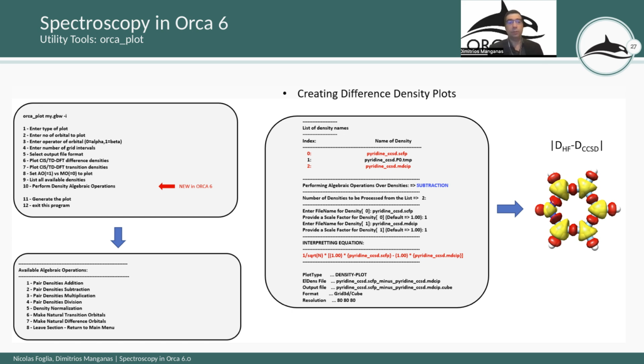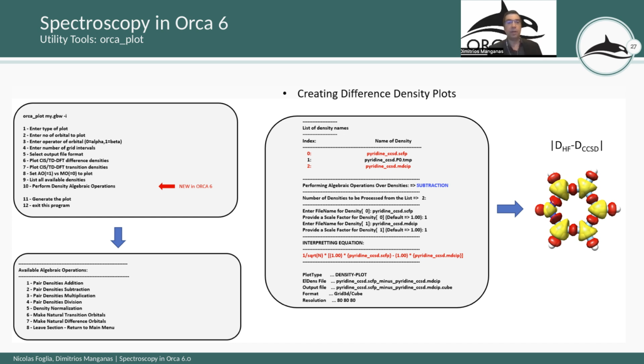Another very practical tool is the ORCA plot utility program. Most of you would be familiar with using ORCA plot in your everyday scientific life to generate, for example, orbitals or to do some basic analysis with the densities in the TD-DFT calculations. In ORCA 6, ORCA plot is fully integrated to process all available densities that reside in the density container. There is a new menu section for this called Perform Density Algebraic Operations, in which, for example, one can do simple algebraic operations, additions, subtractions, multiplications over pairs of densities.